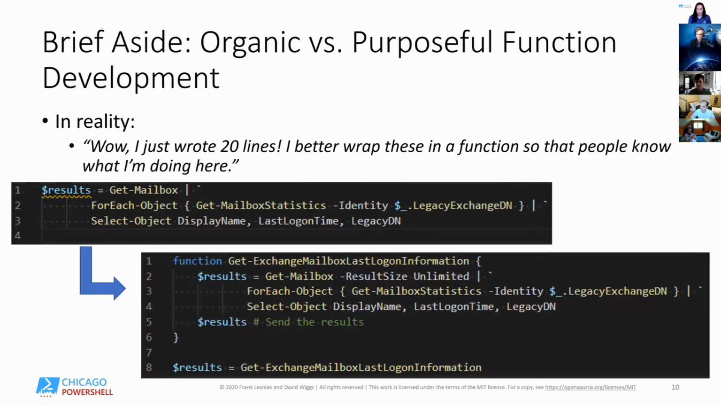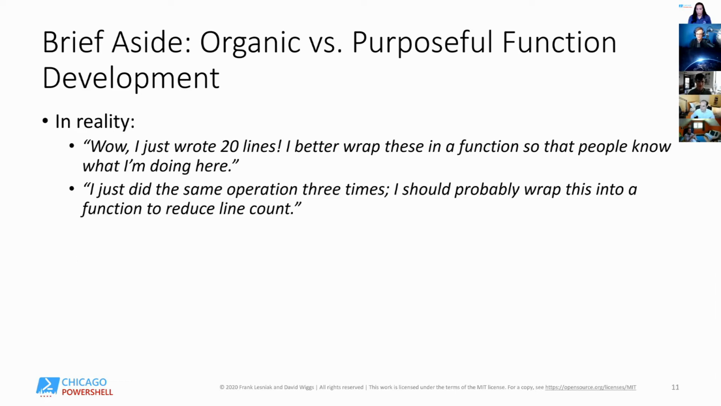I've done that here, and it's called Get-ExchangeMailboxLastLoginInformation. Now if you look at line 8, it's very clear what I'm doing: I'm getting all the last login timestamps and associated metadata for each mailbox in Exchange. So that helps. Another example is, wow, I just did the same operation 3 times. I should probably wrap this into a function to cut down on lines. So here's an example of that.